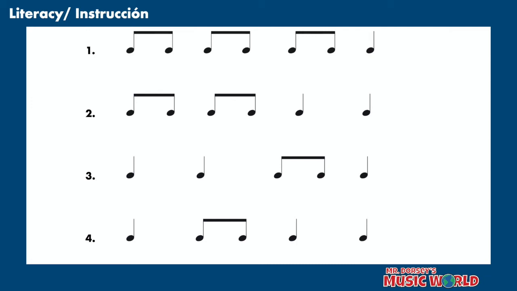Now let's say them together. Number 1. 1, 2, ready and go. Ta, ti, ta, ti, ta, ti, ta. Here's number 2. Ready and go. Ta, ti, ta, ti, ta, ta. Number 3. Ready and go. Ta, ta, ta, ti, ta. And lastly, number 4. 1, 2, ready and go. Ta, ta, ti, ta, ta.